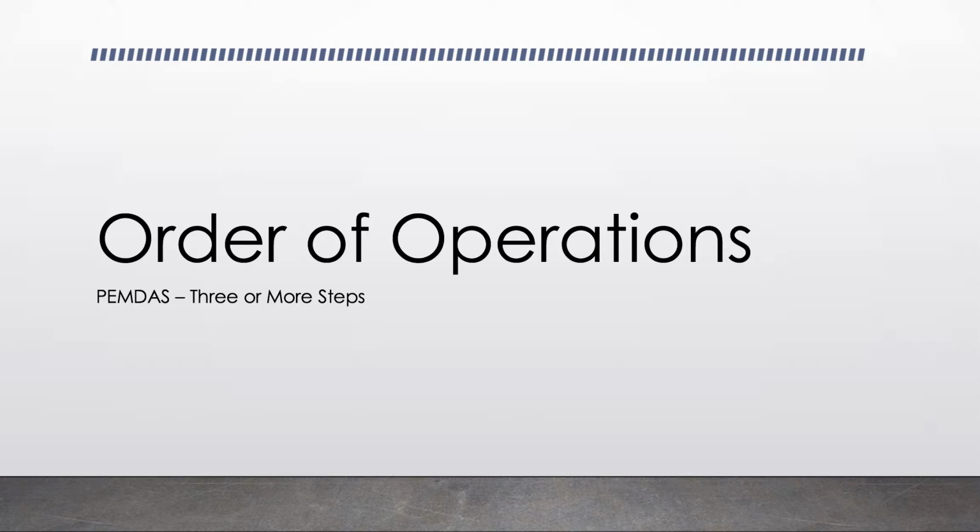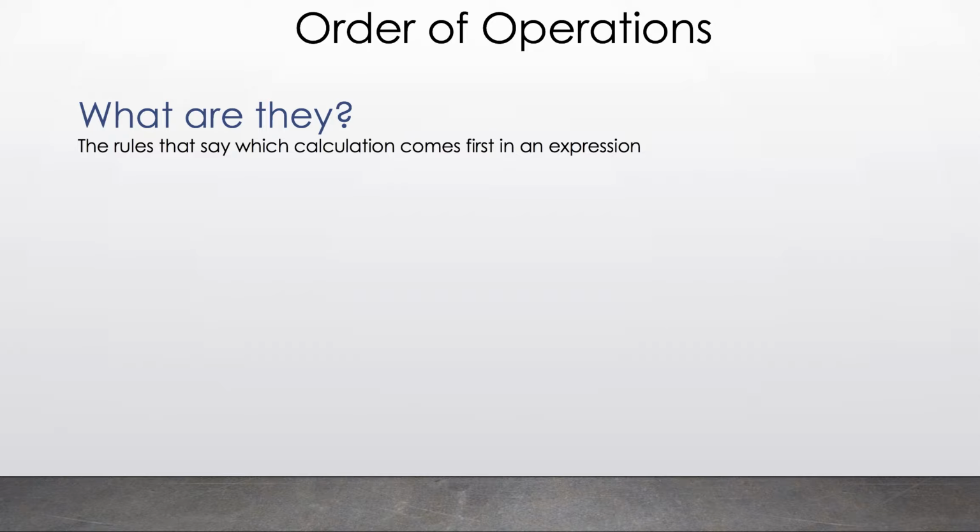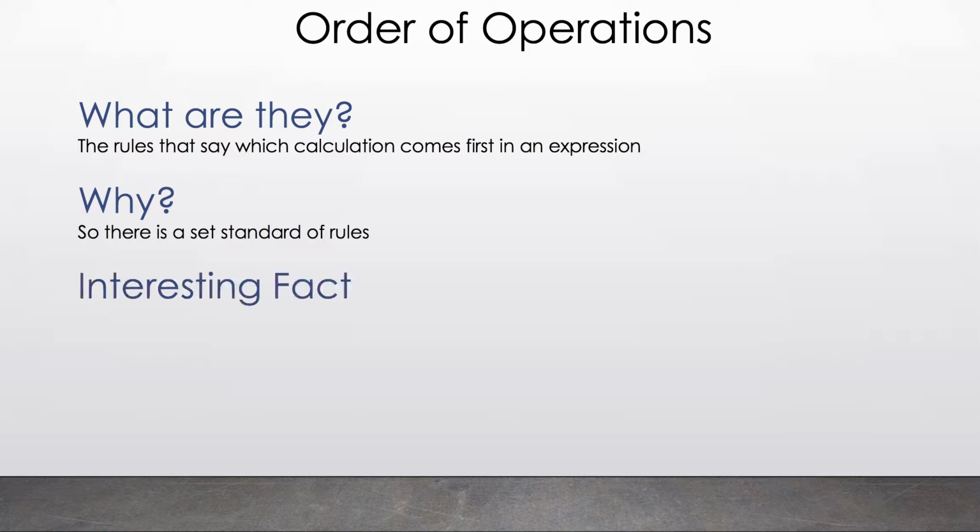Order of operations. PEMDAS. 3 or more steps. What are they? The rules that say which calculation comes first in an expression. Why? So there's a set standard of rules.